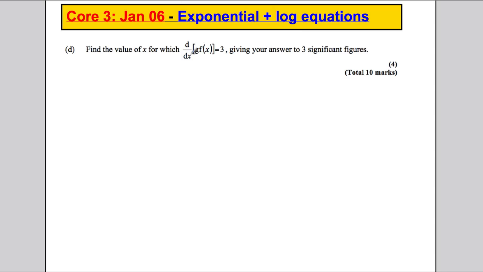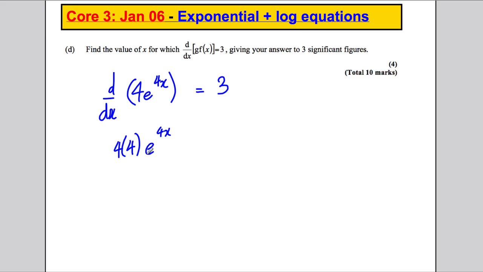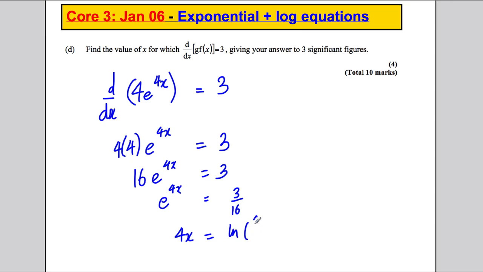And lastly, find the value of x for which if you differentiate g of f of x, you get 3. So what you want to do is differentiate g of f of x, which is 4e to the 4x, and you want to solve that equal to 3. Differentiating this by the chain rule, you differentiate the exponent here, and you keep the function as it was. You're trying to solve 16e to the 4x is equal to 3. Divide both sides by 16, e to the 4x is 3 over 16. Take ln of both sides, so that 4x is equal to ln 3 over 16. And finish off by dividing by 4, x is equal to a quarter ln 3 over 16.